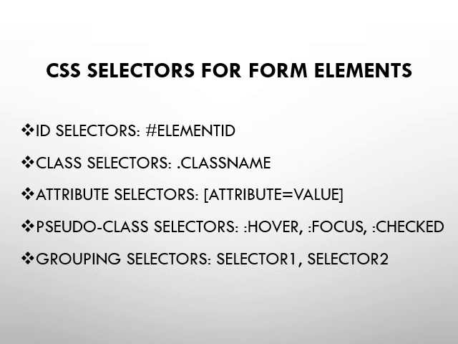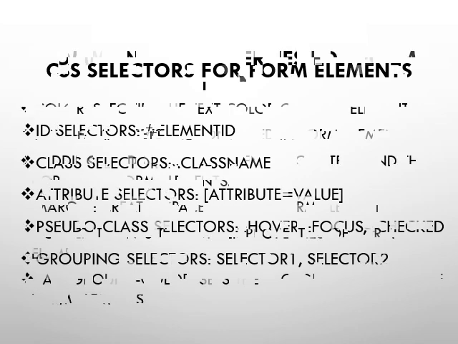Next is CSS selectors for form elements. ID selectors, #elementID; class selectors, .className; attribute selectors, [attribute=value]; pseudo-class selectors, such as :hover, :focus, :checked; grouping selectors, selector1, selector2. These are all the types of selectors in CSS.